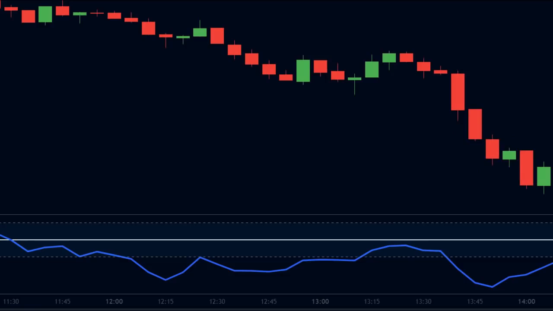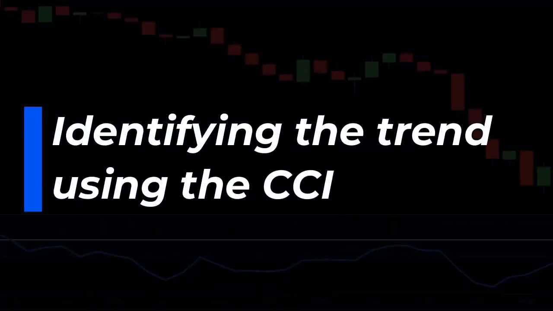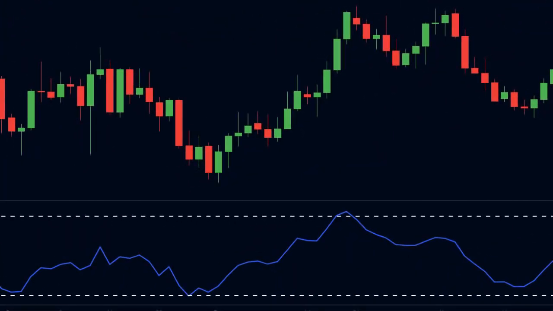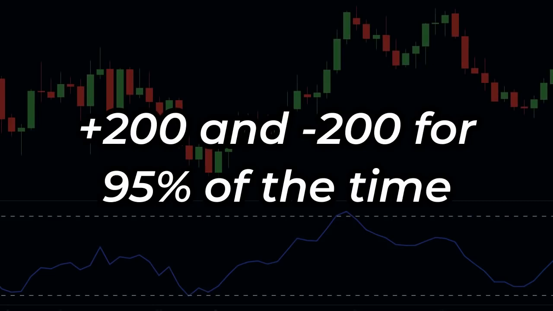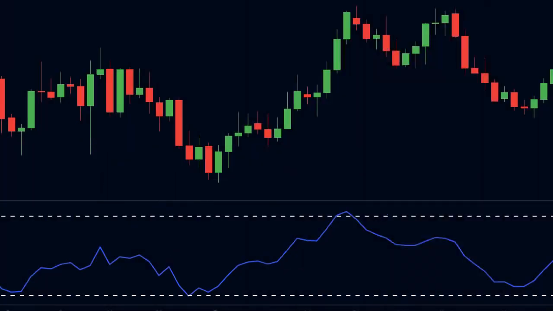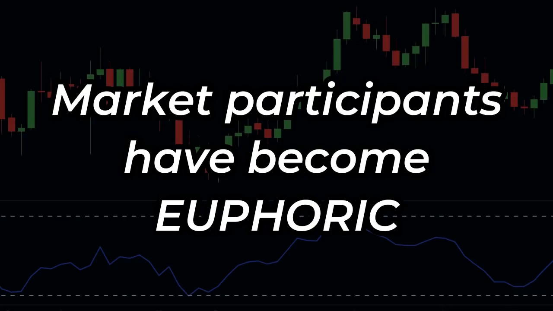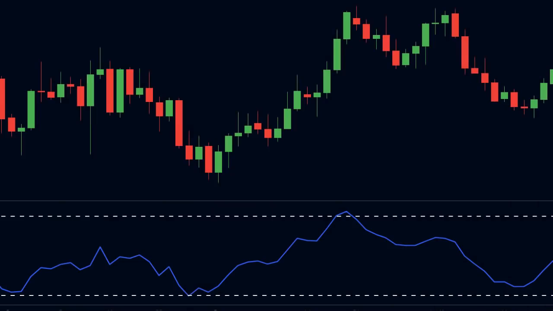Now, let's look at the last use of the CCI indicator. That is, how to identify potential areas of reversals using the CCI. If you study the CCI for long enough, you will realize that the CCI line stays within the plus 200 and minus 200 range for 95% of the time. When the price does go beyond this range, we often see immediate reversals take place. This is because the 200 mark is an extreme reading. It shows that the market participants have become euphoric and they feel that the trend will never end. And most of the time, this is that stage where the markets reverse.